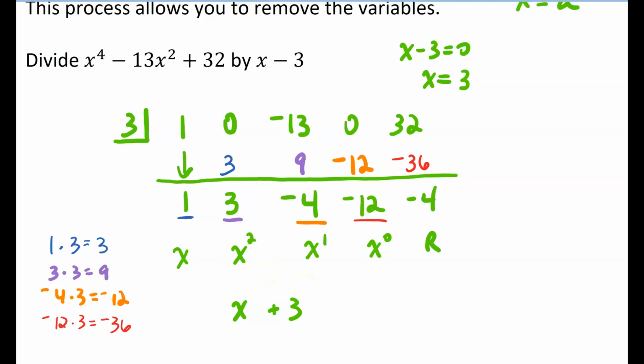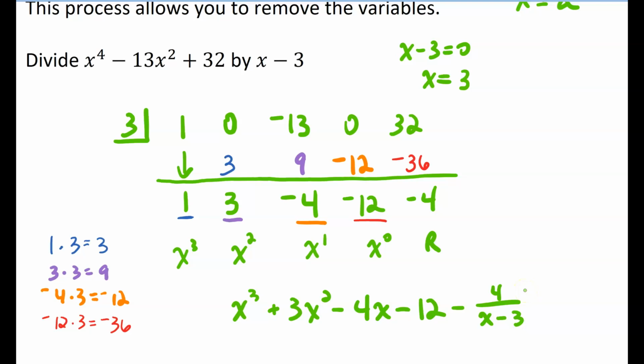I lost track. X cubed, thank you. X cubed plus 3x squared, minus 4x minus 12, and then how do we write our remainder in? Negative 4 to 3. Yes, minus 4.